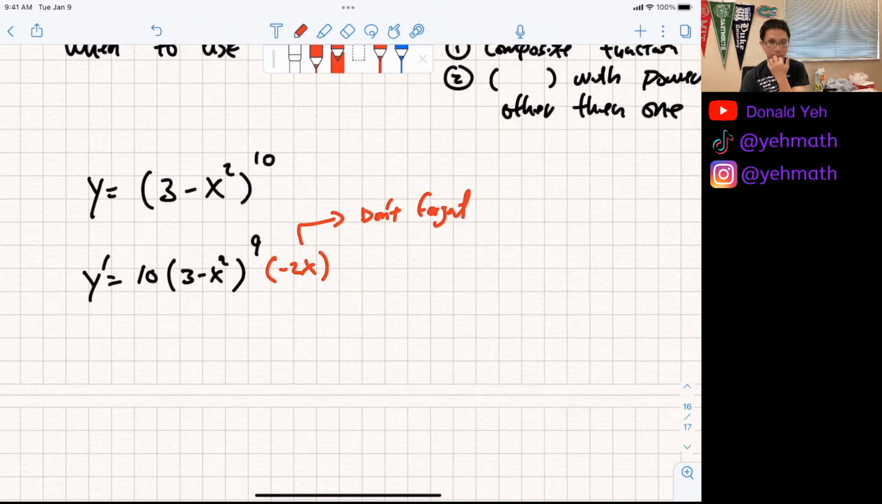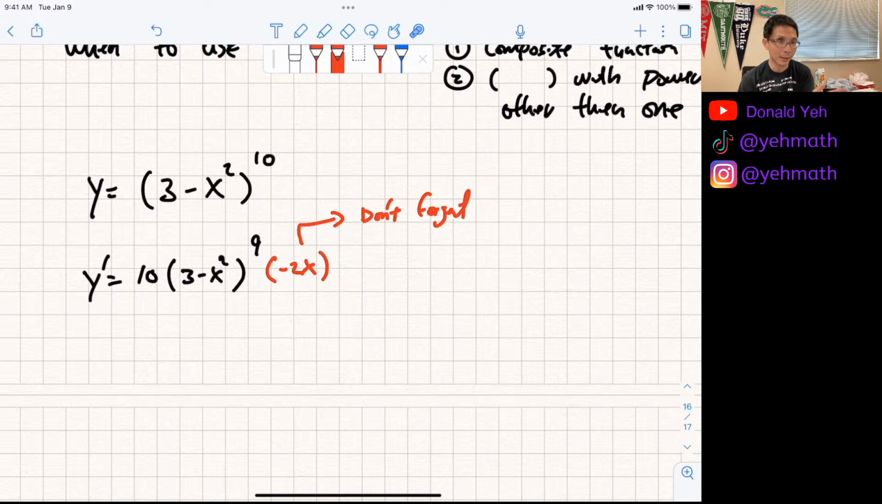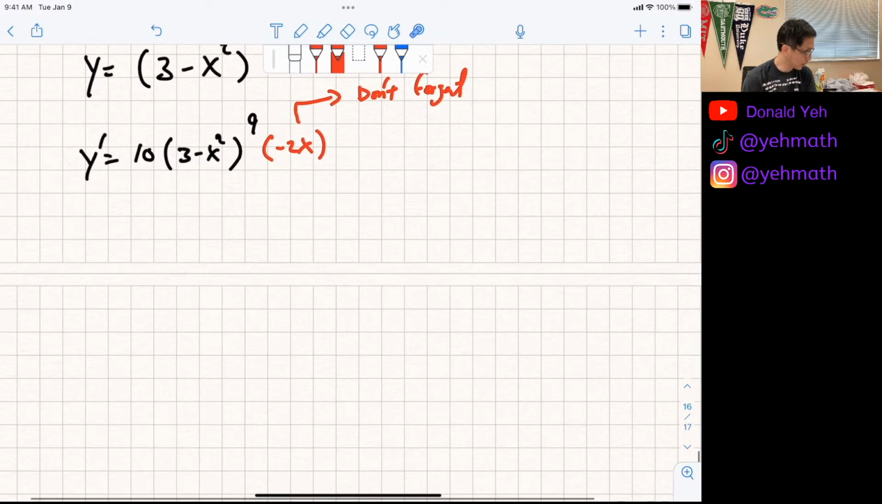Where did the 10 come from? The 10 is this 10 right here. Usually if I do the power rule on x to the 10th power, what happens to the 10? It becomes 10x to the 9th. So what happened is 10 times 3 minus x squared to the 9th power, times the derivative of the inner function, which is the derivative of 3 minus x squared, negative 2x. Does that make sense? Okay, so it's fairly easy, right?